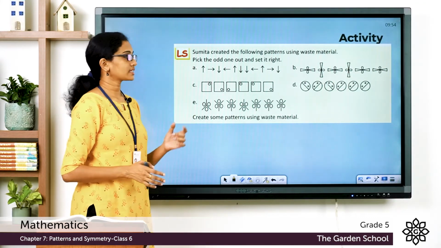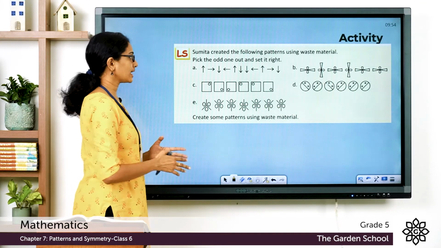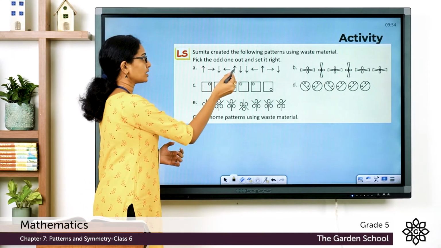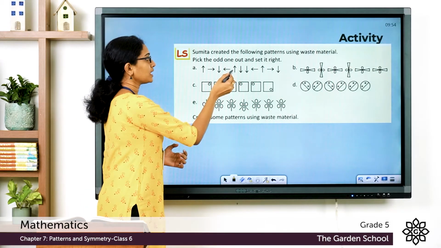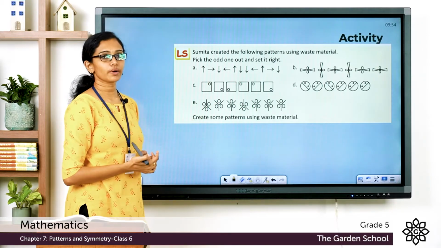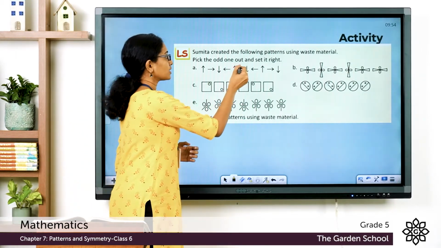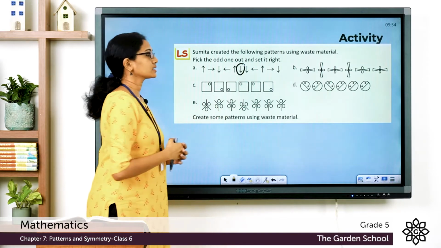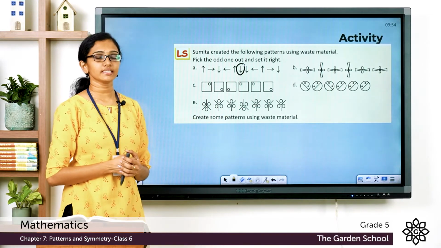When you observe this pattern, you can see the pattern rule is like up, right, down, left, up. The next would be right, an arrow pointing to the right. So can you point out the odd one? It would be this one. So how would you correct it?